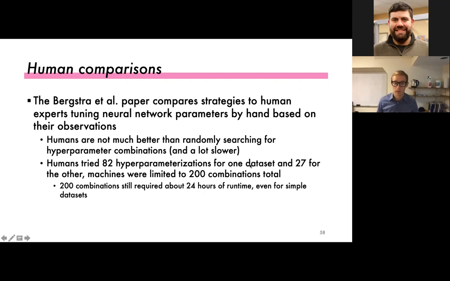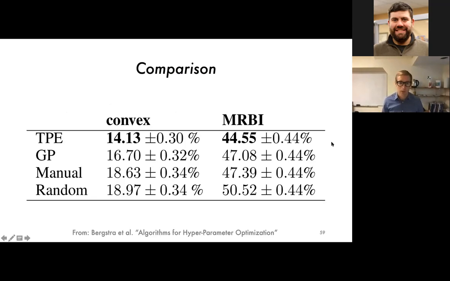That compares these strategies to human experts for trying to tune neural network parameters by hand, which is often the way that this actually goes, even in learning analytics applications. And they found that humans are not much better than just randomly searching for hyperparameter combinations, and humans were a lot slower. So in a given time budget, humans tried 82 sets of hyperparameters for one data set and 27 for another. The machines were limited to 200 combinations total in the same amount of time. And the machines were ultimately a bit more successful in finding good hyperparameters.